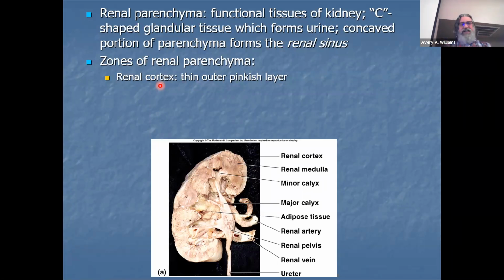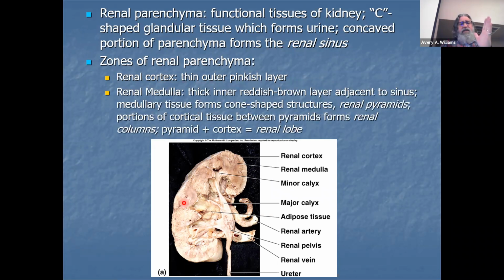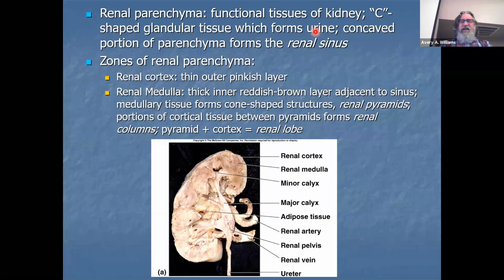Now, in a fresh kidney, it would be thin and kind of pink looking on the outside, which you can't really see in this. But the parenchyma deep to that forms the medulla, which medulla means middle. So you have a cortical area or a cortex and a medulla. And the medulla is made up of different structures all together here, and it looks different in a fresh kidney. Here I say it's a thick inner reddish brown layer adjacent to the sinus. The sinus, of course, that's the concave part of the C.